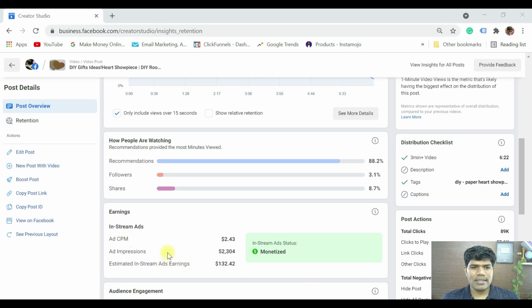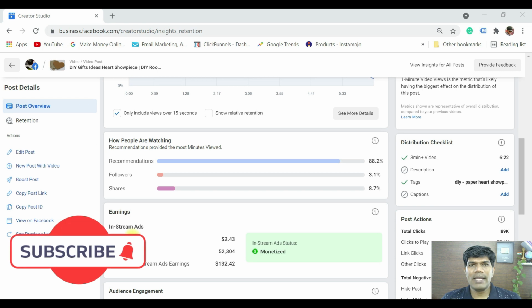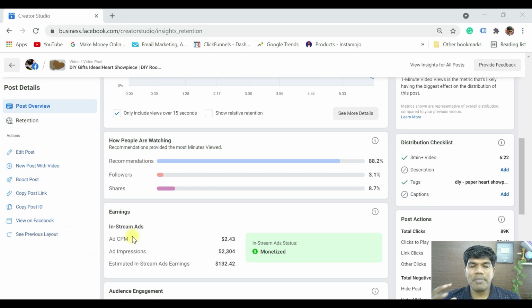Now this is something that is important for you to understand. What is CPM? CPM is cost per mile. Cost per mile is how much the advertiser is paying for 1,000 ad impressions. That's $2.45 for every 1,000 ad impressions. There have been around 52,000 ad impressions, because of which this video has earned around $132, right? So you've got to understand these kinds of metrics so that you know how exactly your earning is coming as well.